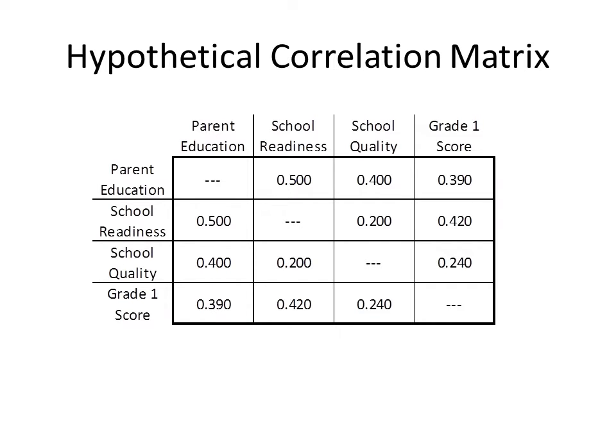Here's a correlation matrix for these variables. We see that all 3 predictors are correlated with grade 1 reading scores, with values ranging from an R of 0.24 to an R of 0.42. We also see that the 3 predictors are all correlated with each other, with values ranging from an R of 0.2 to an R of 0.5.